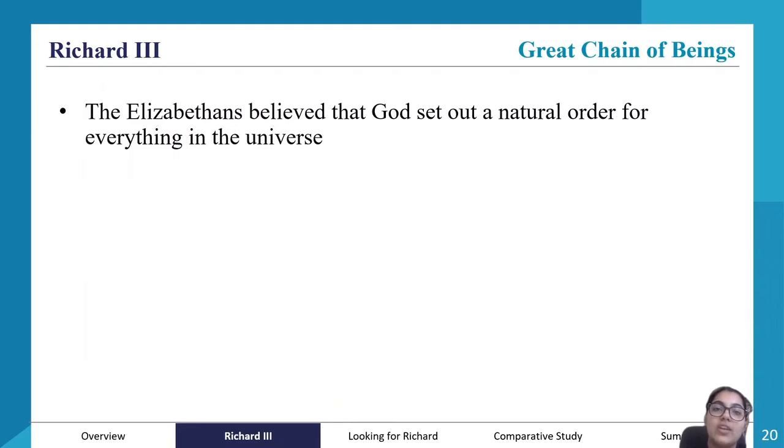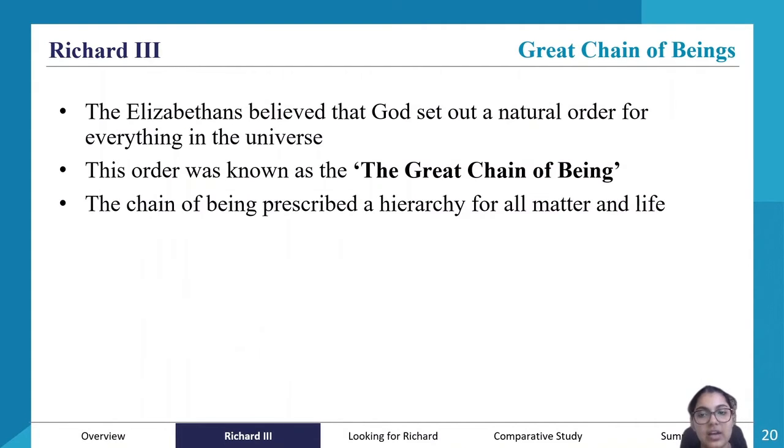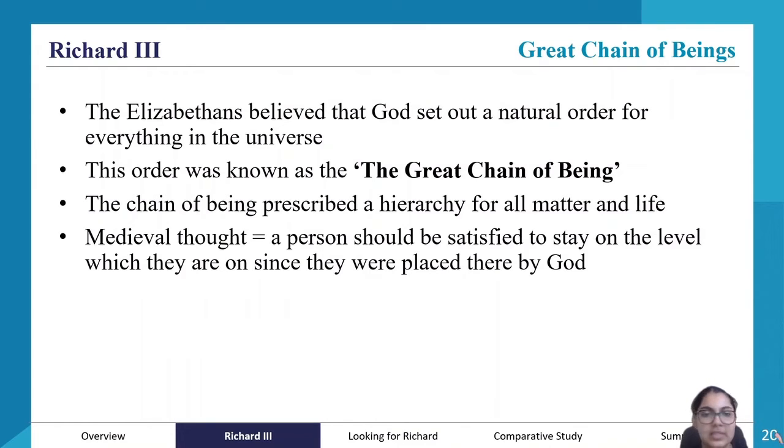So, here we are now. The great chain of being is another key idea. So, the Elizabethans believed that God set out a natural order, right? There was a natural hierarchy. At the top of that hierarchy was God, just below God was the king. And this great chain of being, this idea was that this hierarchy was prescribed for all matter in life, and the thought was that everyone should be satisfied to stay on the level which they are, because that's the level they've been given by God, so they shouldn't try and go against that.